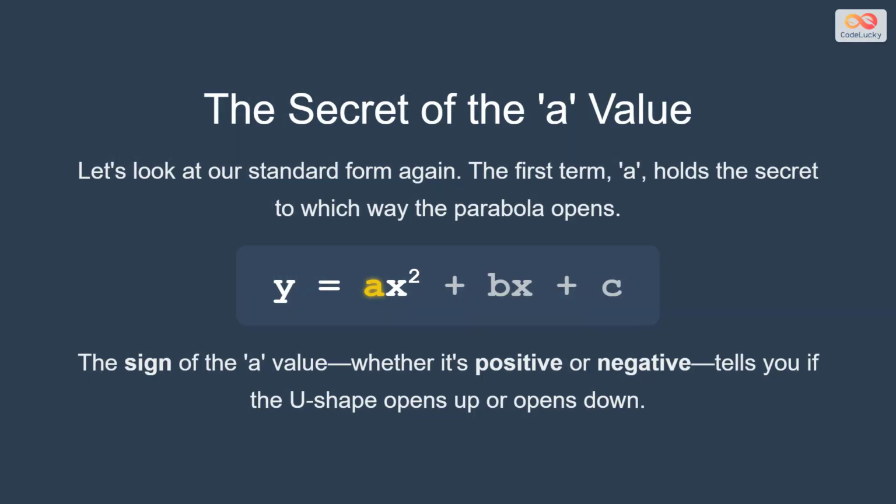Looking back at the standard form, y equals a x squared plus b x plus c, the very first coefficient, a, is incredibly important. The sign of a, meaning whether it is a positive or a negative number, is what determines the direction the parabola opens.